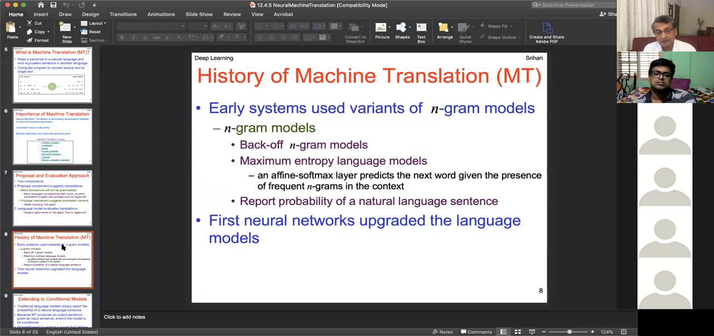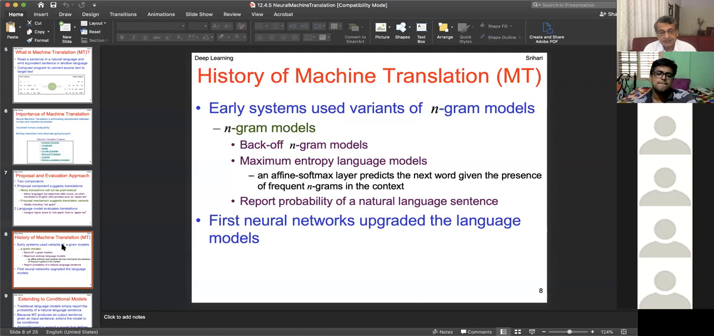For that reason, they came up with slightly improved methods called back-off N-gram models, which allow you to back off by 1 word and use that to calculate the probability of, say, 3 words from 2 words and so on. And that's an improvement. There have been other improvements called maximum entropy language models, which also attempt to improve the N-gram models. All of these models go about reporting the probability of a natural language sentence. So what is the probability of this compared to the other? This is how things were.